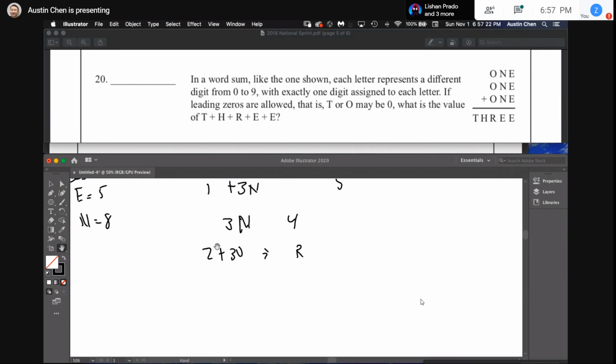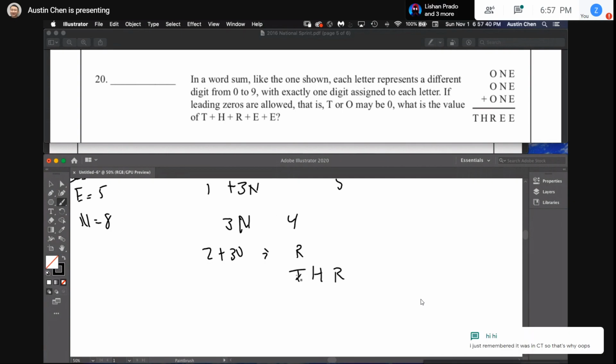Okay. So 2 plus 3 O will have a unit digit of r. Just looking at this doesn't help us too much because we don't know anything about O and we don't know anything about r. What we should be looking at is that the 3 O's plus each other will be THR, and that's very significant, right?